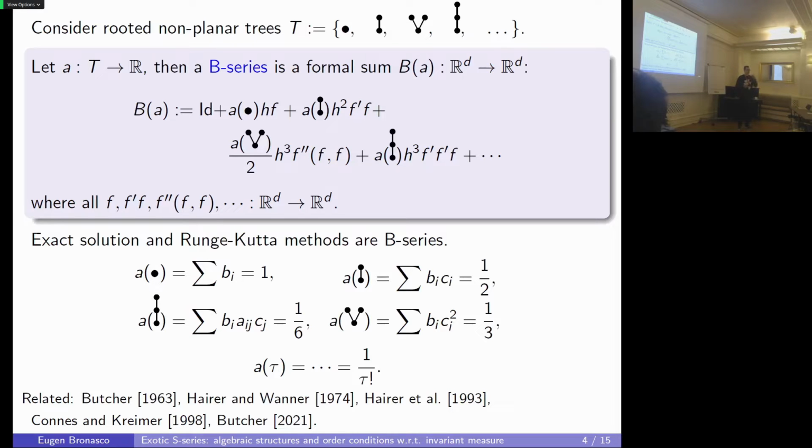Another nice property of the structure of B series is their relationship to Hopf algebras. For example, if we consider B series and their compositions, then there is a nice relationship with the Connes-Kreimer Hopf algebra, which was introduced in '98 to handle divergent integrals in quantum field theory.